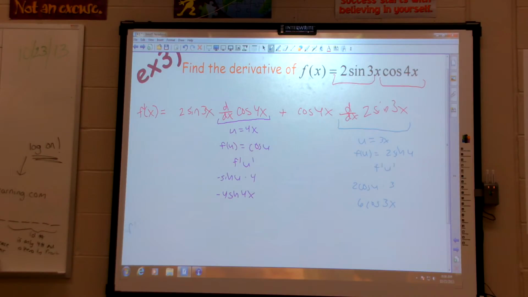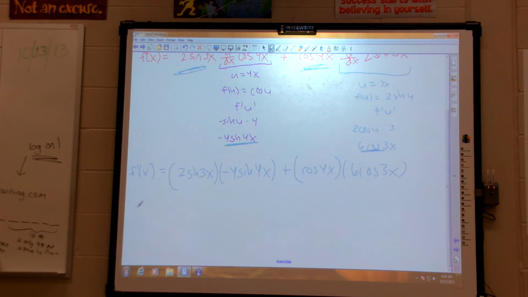So now let's go back to my original statement. F prime of x is that 2 sine 3x times negative 4 sine 4x. Right? Because that's my answer for this. So this times this, correct? Plus cosine 4x times 6 cosine 3x. Right? This times this. But of course we're going to clean that up.